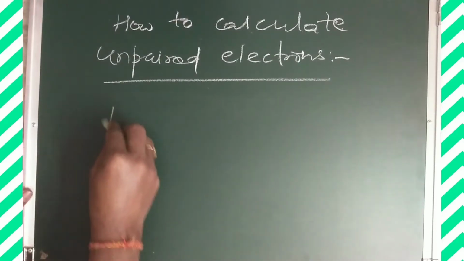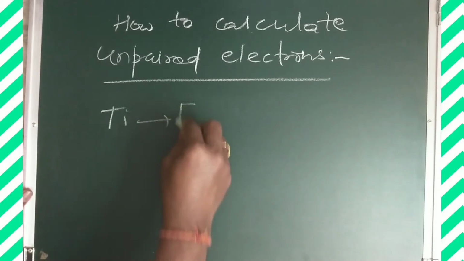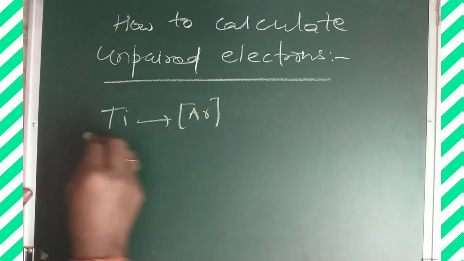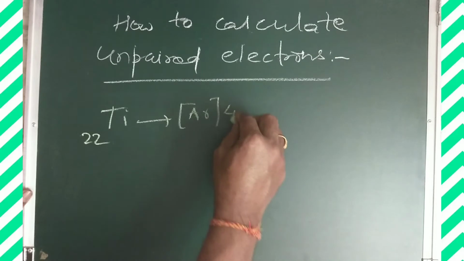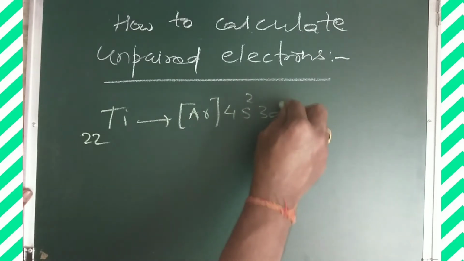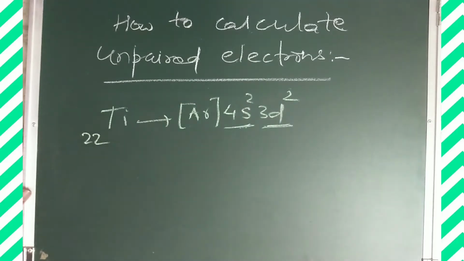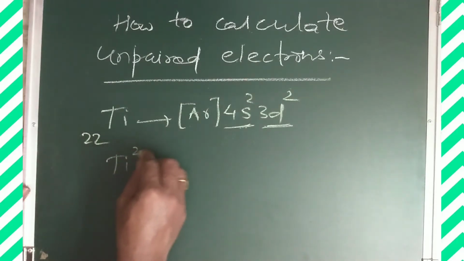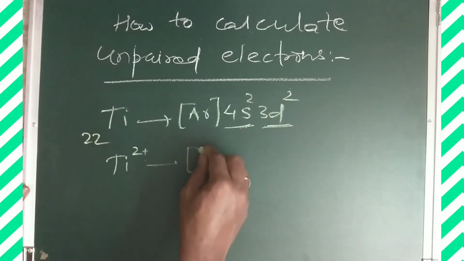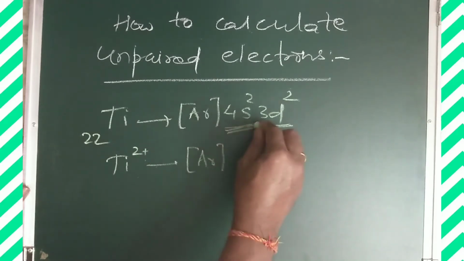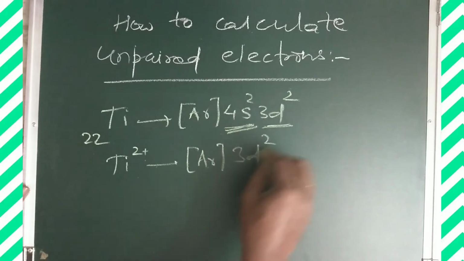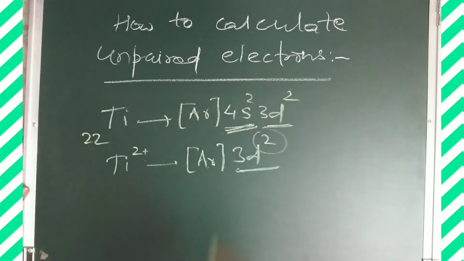Suppose they ask you for titanium. So the titanium configuration will be argon, it is 22, so argon 4s2, 3d2. So it has 2 electrons in 4s and 2 electrons in 3d. If titanium 2+ is asked, then you can write argon, both the 4s electrons will be removed, so it will be 3d2. So it will have 2 unpaired electrons because d has 2 electrons, so 2 are unpaired.